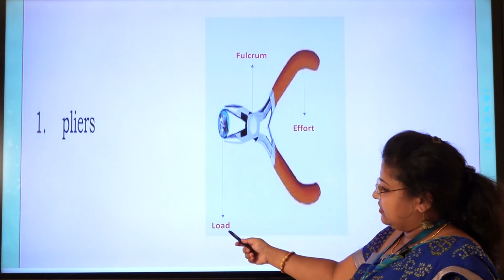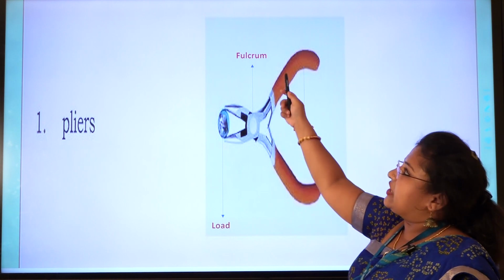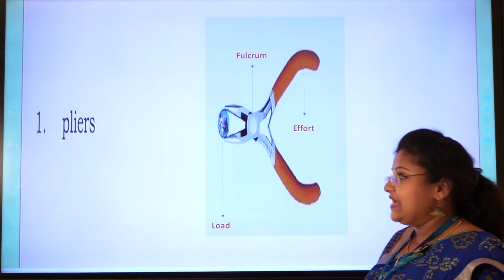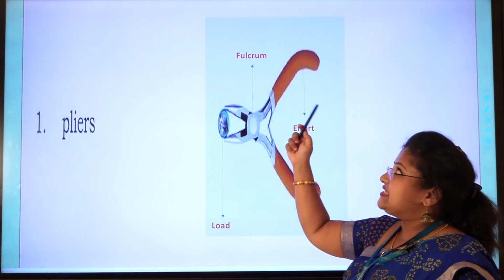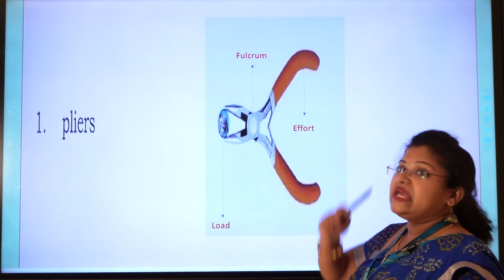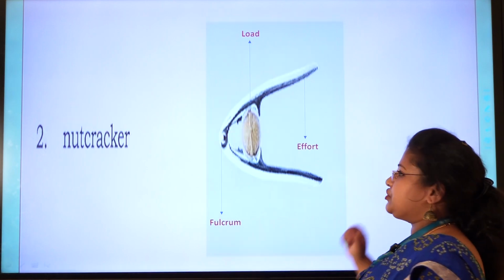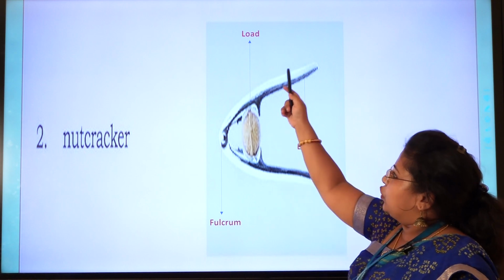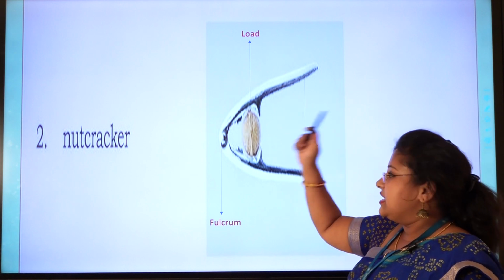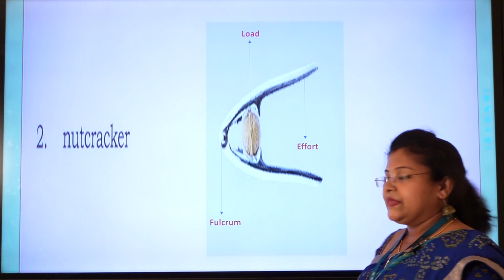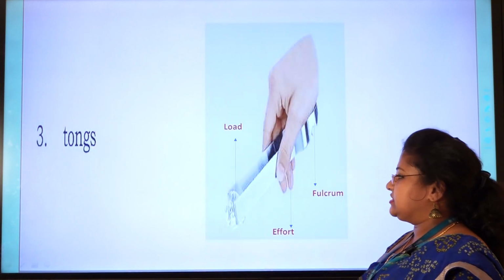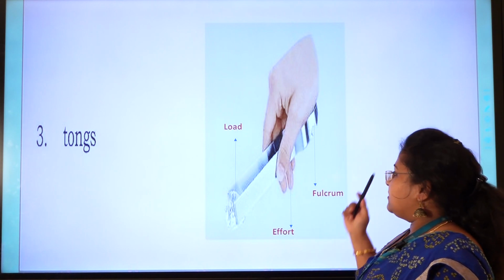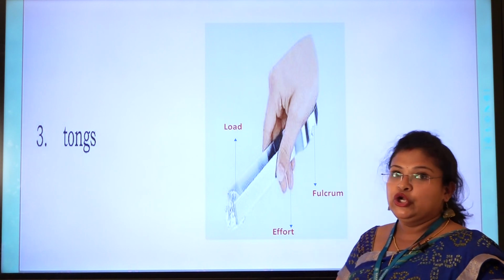Load is here. In between the fulcrum will be here and here will be the effort. Right? So left side load, center fulcrum, right side effort. Next picture, nutcracker. Here in the center load, right side effort, left side fulcrum. Third one, tongs. In between effort, right side fulcrum, left side load.